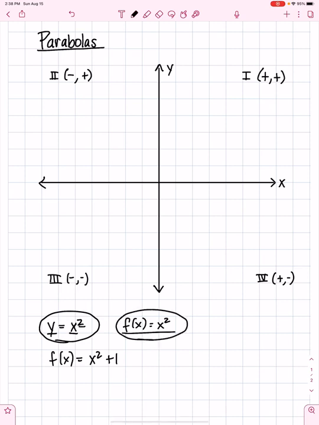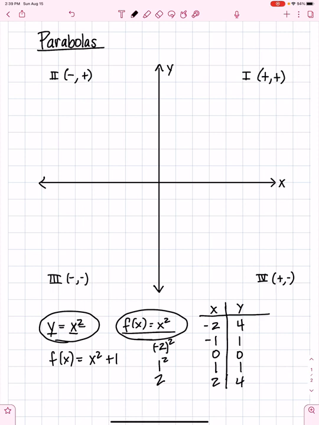Let's talk about the parent function. I'm going to use a table to illustrate this. Got x values and y values. So if I choose a -2 for x, -2 squared gives me a 4. If I choose -1, squared is 1. If I choose a 0 for x, squared, y is 0. If I choose a 1 for x and it gets squared, it's a 1 for y. If I choose a 2 for x and it's squared, that gives me a 4. So the parent function looks like this.